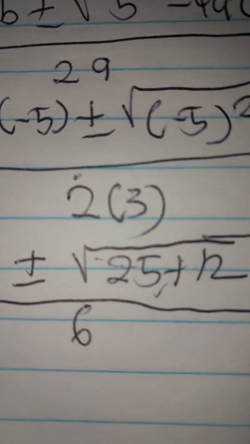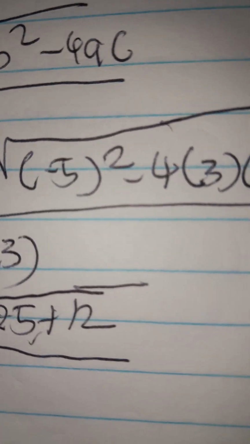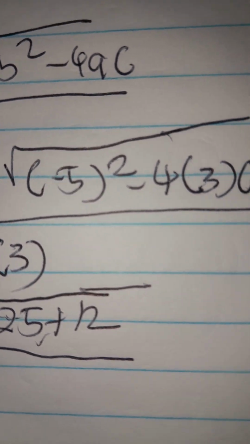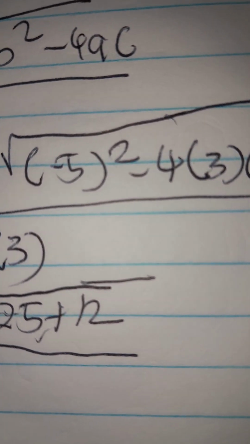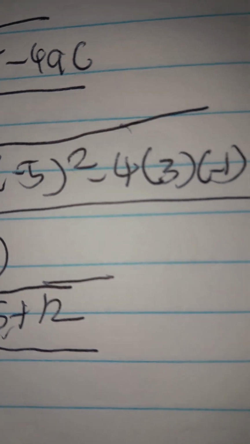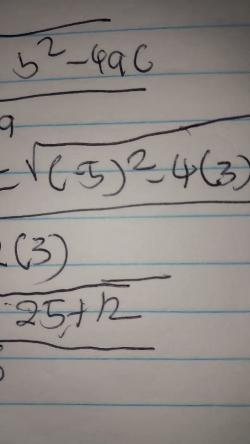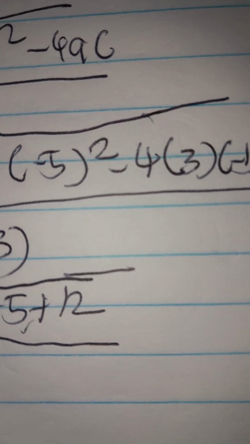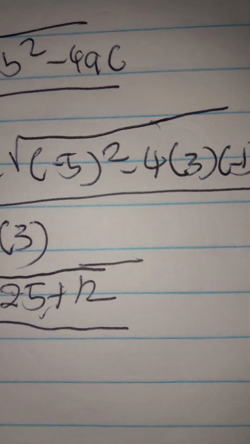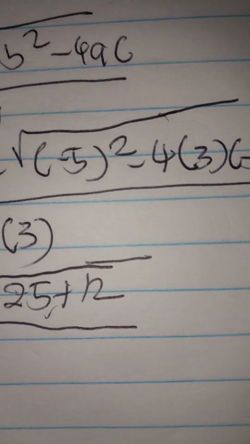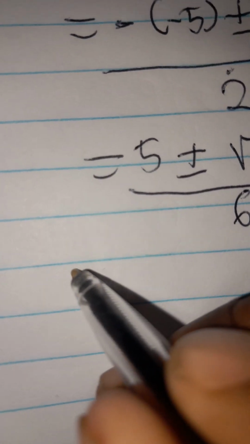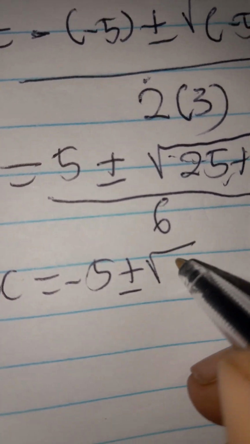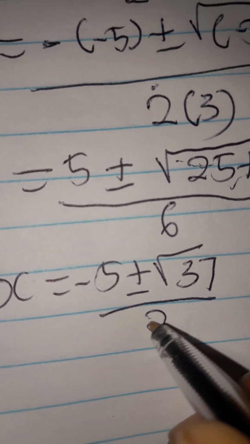So what we could do there, let's work out what is inside the root. We have 25 plus 12. What are we going to get? We are going to get 37. So we are going to have x = (5 ± √37) divided by 2.